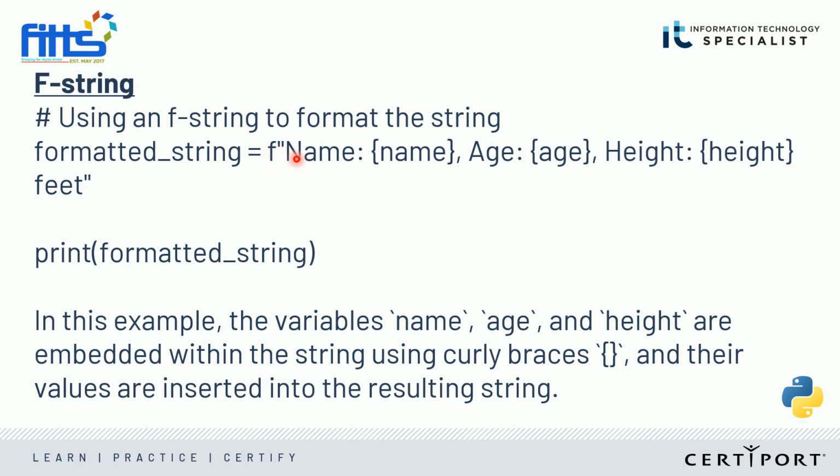So F string, then the name, then we put the variable name in curly bracket, the age in curly bracket, the height. Then you can print this by closing it with another inverted commas. So this can be a variable that you've defined using this, and then you can print that. So in this example, the variables name, age, and height are embedded within the string using curly braces, and their values are inserted into the resulting strings. It's as simple as that.